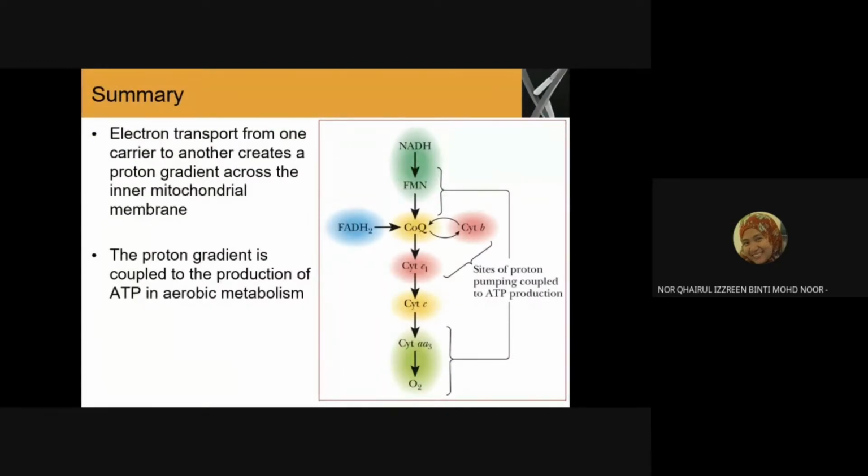To summarize the introduction, electrons transfer from one carrier to another. This is the carrier in each of the complexes. Electron transport from one carrier to another creates the proton gradient across the inner mitochondrial membrane, so you must get it right: protons pass from the matrix to the intermembrane space. The proton gradient is coupled to the production of ATP in aerobic metabolism, because the end acceptor is the oxygen molecule. Here are all the acceptors: FMN, coenzyme Q, cytochrome C1, cytochrome C, cytochrome AA3, and towards the end, oxygen.